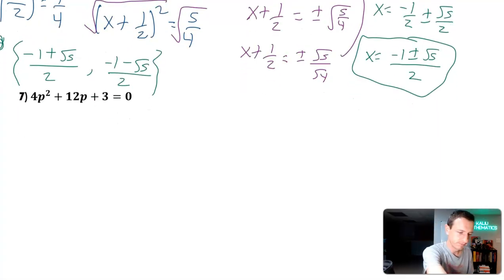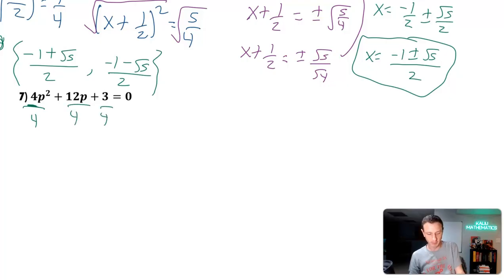Now, in number 7, there's a little bit of an issue. 4p squared plus 12p plus 3. The issue is this a term. This is a 4. We want the coefficient to be a 1. So we want that to be a 1. That means that we want to divide everything by the 4.